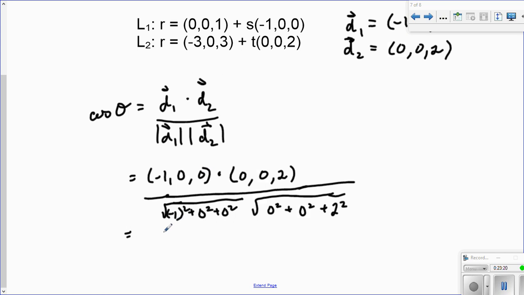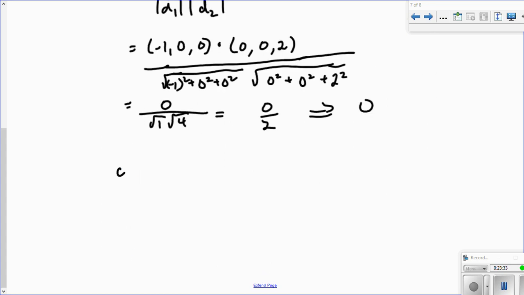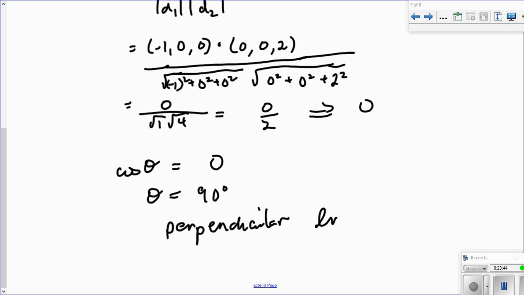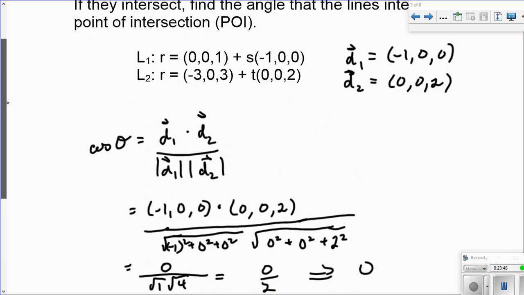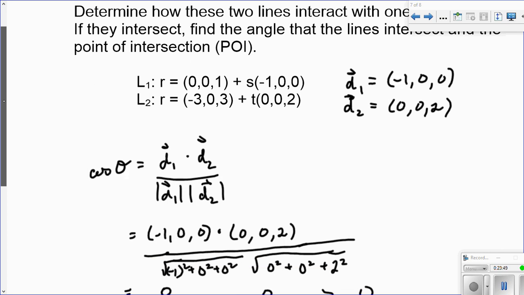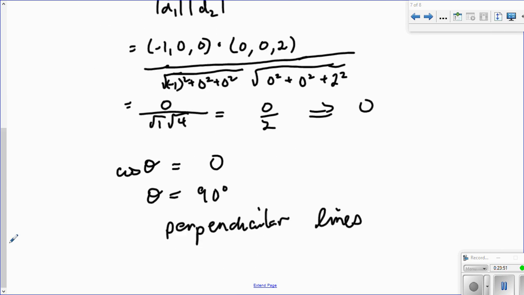And that's going to be 0 over square root of 1 and square root of 4, which we know to be 0 over 2. Either way, it's 0, right? And if cos theta is equal to the 0 ratio, then I have perpendicular lines. So the angle between these two lines is 90 degrees. They're perpendicular, and that's how I work through that.